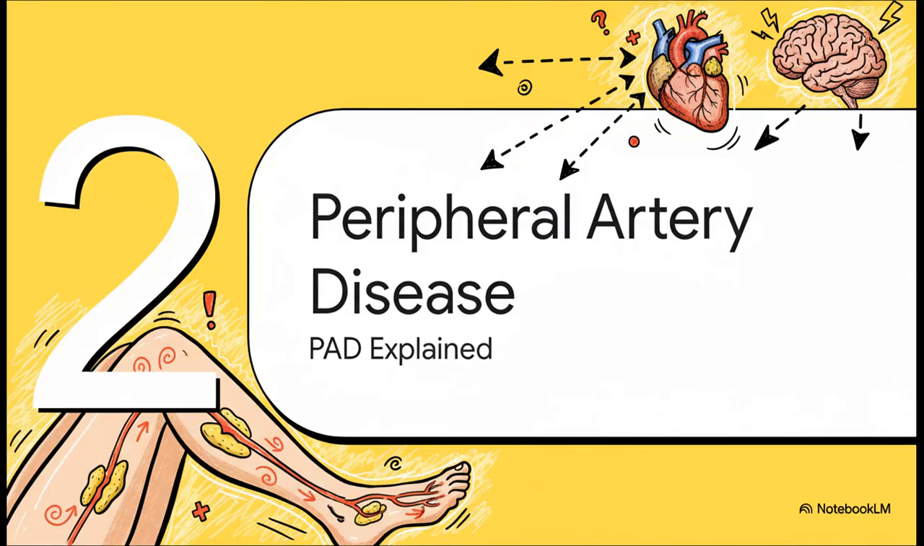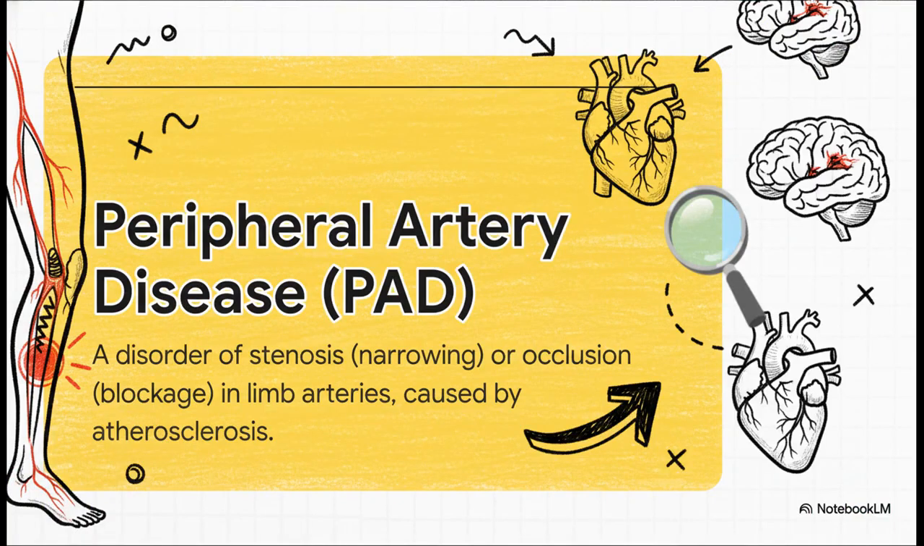Okay, now let's follow that arterial highway a little further away from the heart, out to that huge network of arteries in our arms and legs. This is where we run into a much more common problem, peripheral artery disease, or you'll hear it called PAD. So what exactly is PAD? Well, at its core, it's really a plumbing problem. There's this thing called atherosclerosis, which is just the buildup of fatty plaques, and it causes a narrowing, or stenosis, and eventually a complete blockage, or occlusion, in the arteries that are supposed to be supplying blood to your limbs.